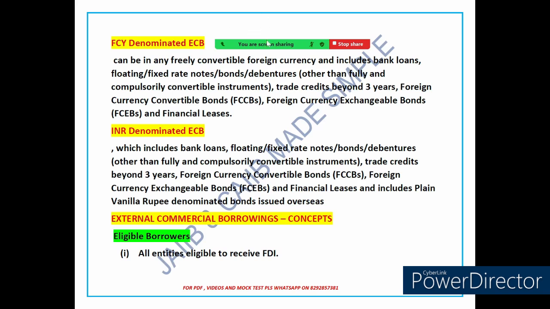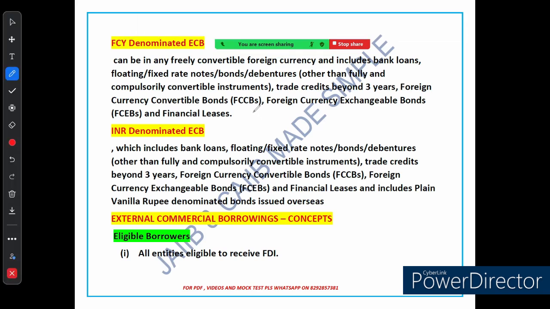These are the loans that a company in India takes in foreign currency. As the name suggests, foreign currency denominated ECB. So you can think of US dollars, euros, or any other currency that can be easily exchanged around the world, right? As the name suggests, these are the loans that a company in India takes in foreign currency.